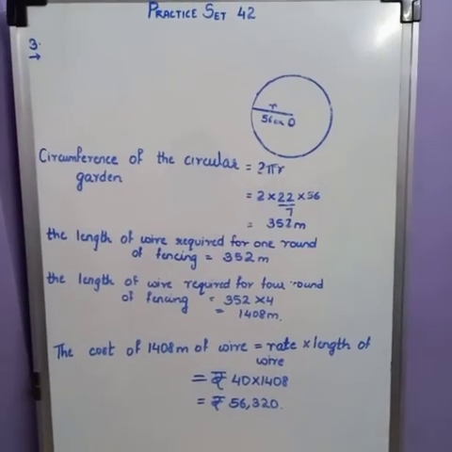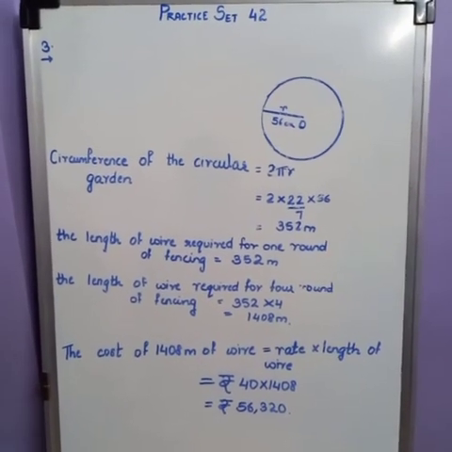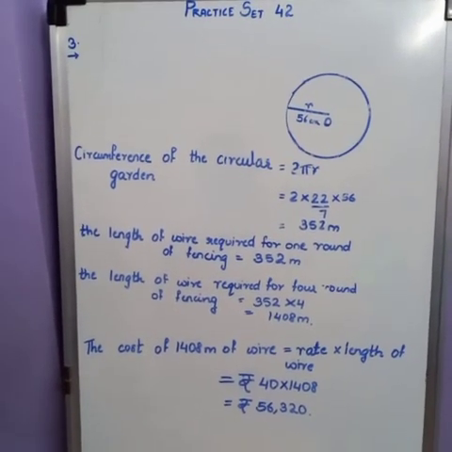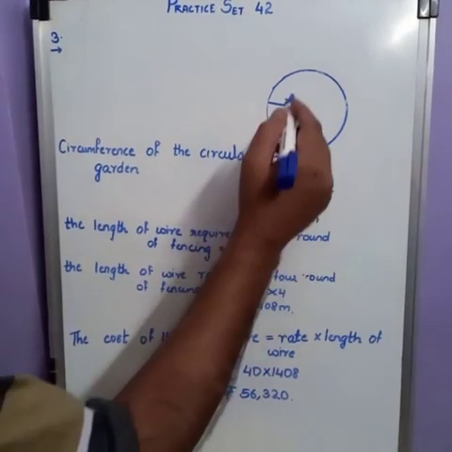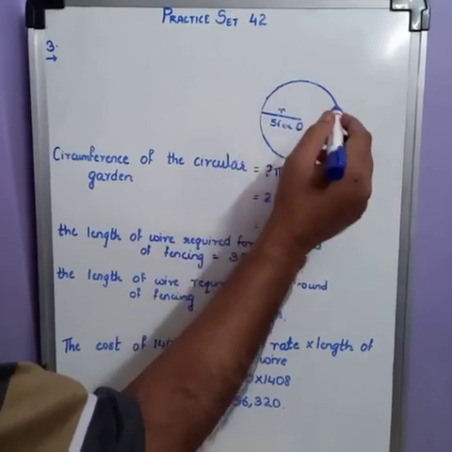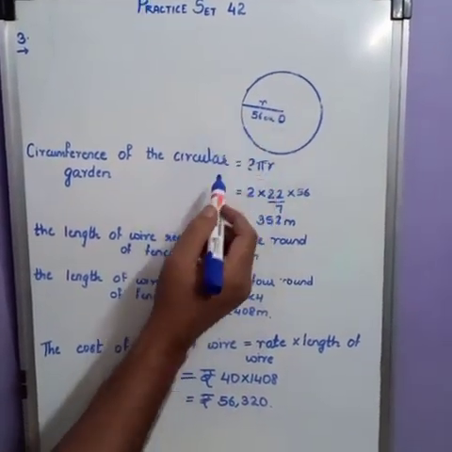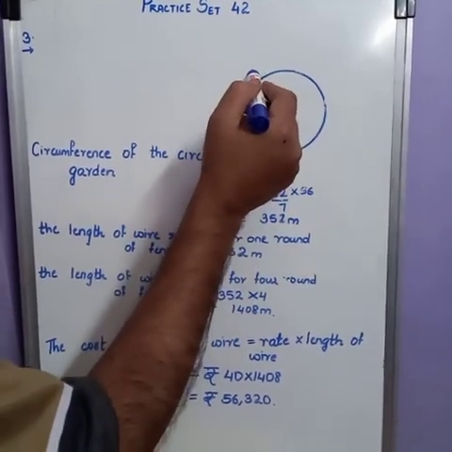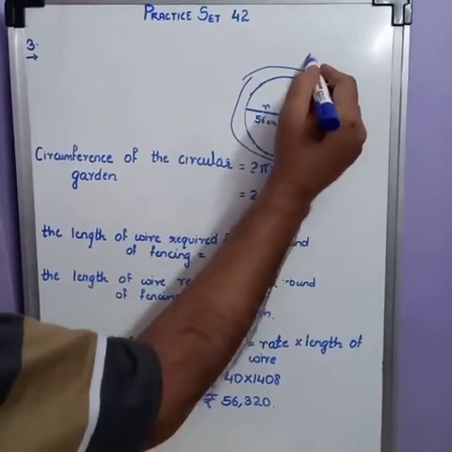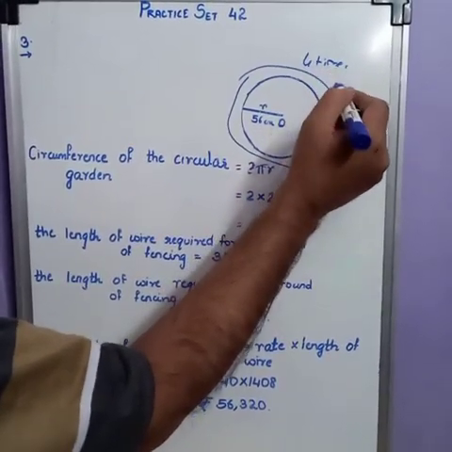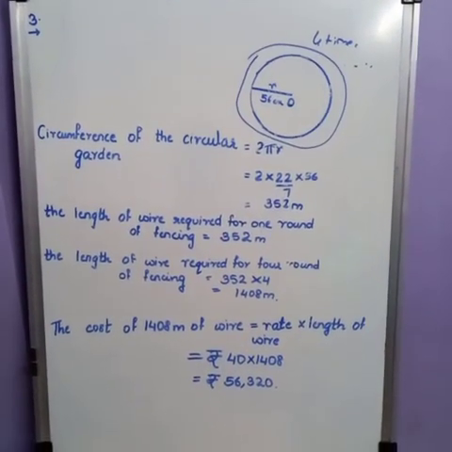Now we'll solve the third sum. The radius of a circular garden is 56 meter. What would it cost to put a 4 round fence around this garden at a rate of 40 rupees per meter? You can see, for example, I have drawn this figure. It's a round circular garden with a radius of 56 meter. Now a fence has to be done around it 4 times, which means 4 times the fence has to be done like this. So what would be the cost of it?